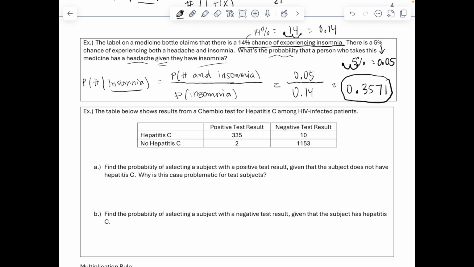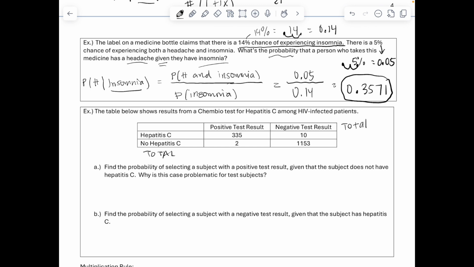The next example says the table below shows results from a test on hepatitis C among HIV infected patients. And you'll notice that this time the table that's given to us is missing the totals. And a lot of times it's nice to come up with those totals. So in order to get the totals, you just add up the columns and the rows.